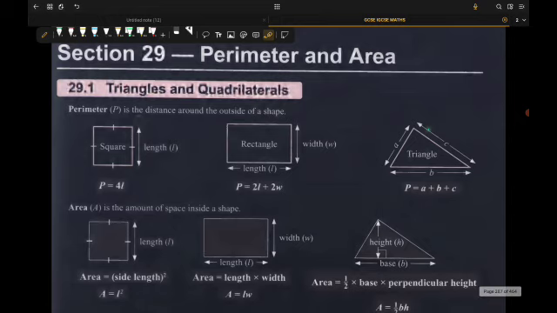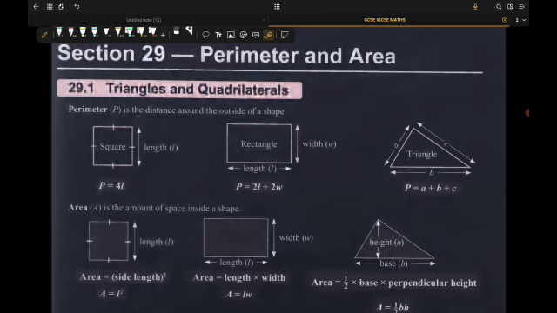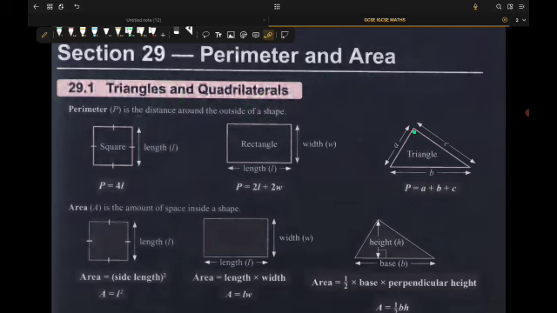Now let's move to triangle. Calculating the perimeter of a triangle is similar to the calculation of perimeter of square and rectangle. The reason is, all we are doing is adding the sides. We say a perimeter is the distance around the outside of a shape. So the outside of the shape here is this. These are the outside of the shape. So to get the perimeter, we just say P = A + B + C, because the triangle has three sides.